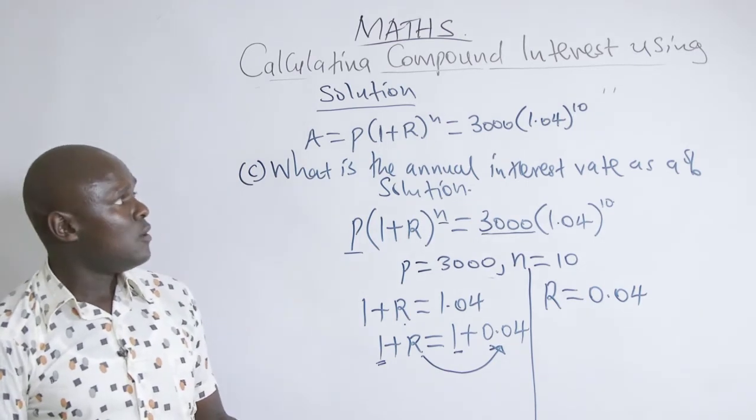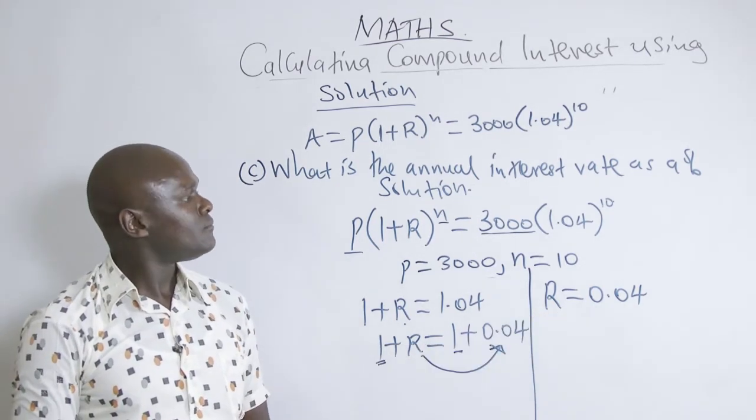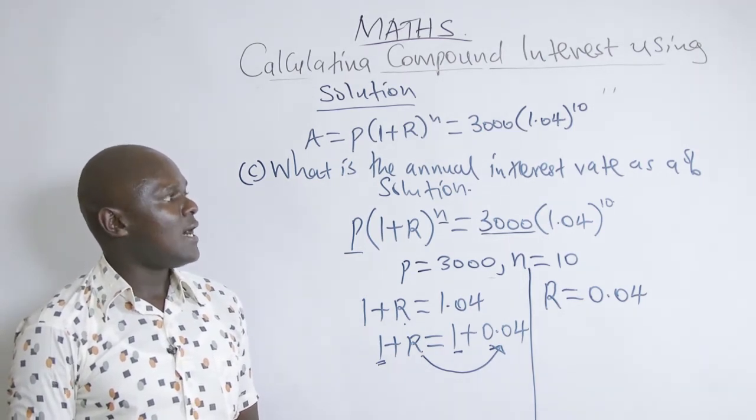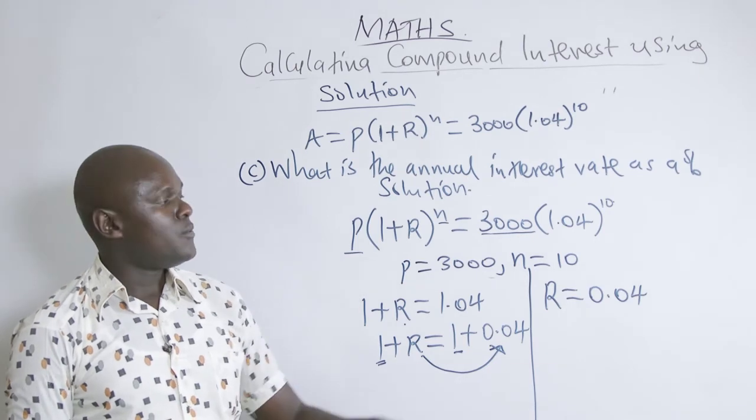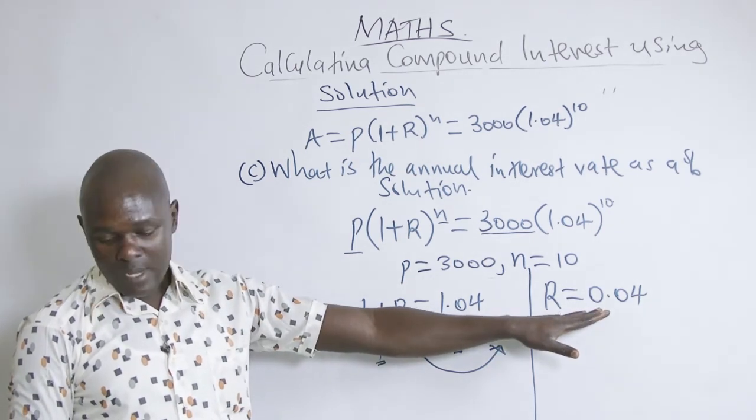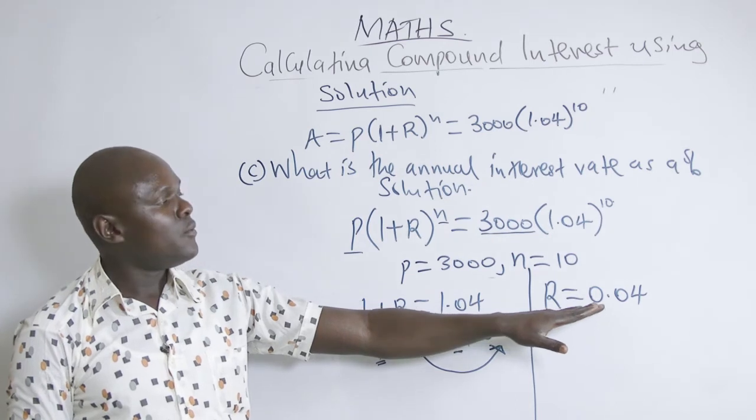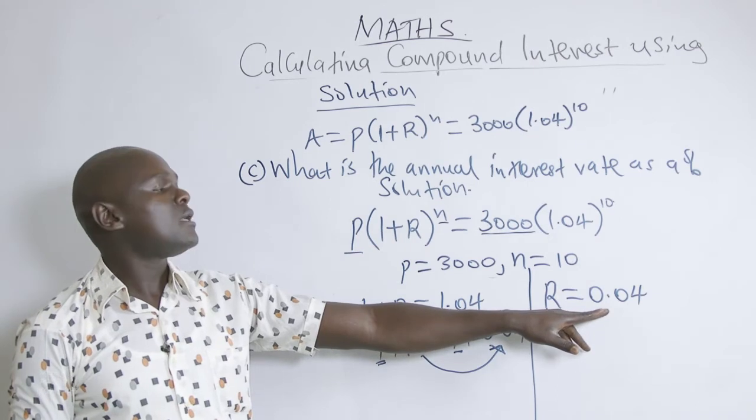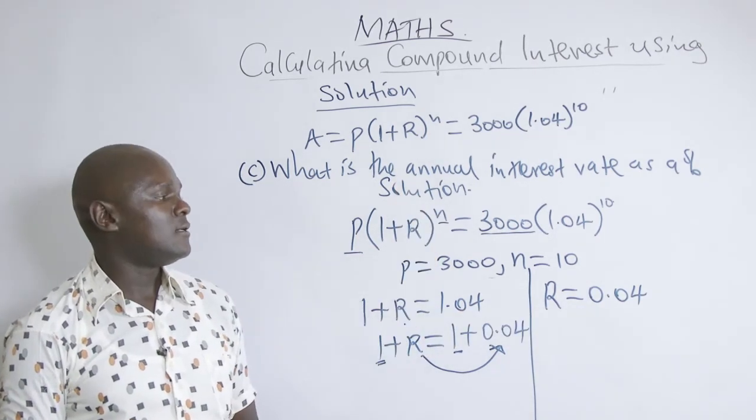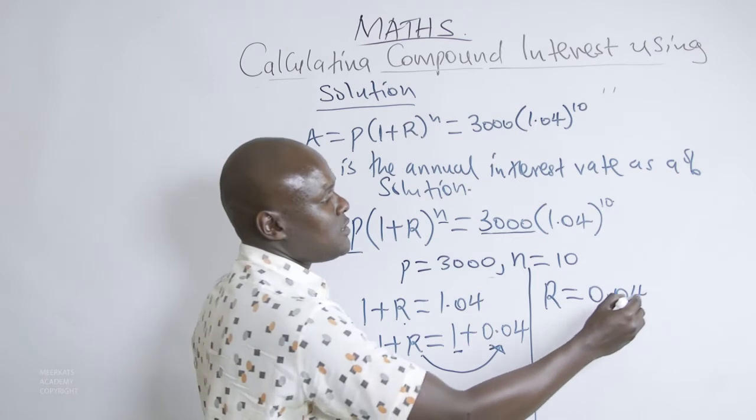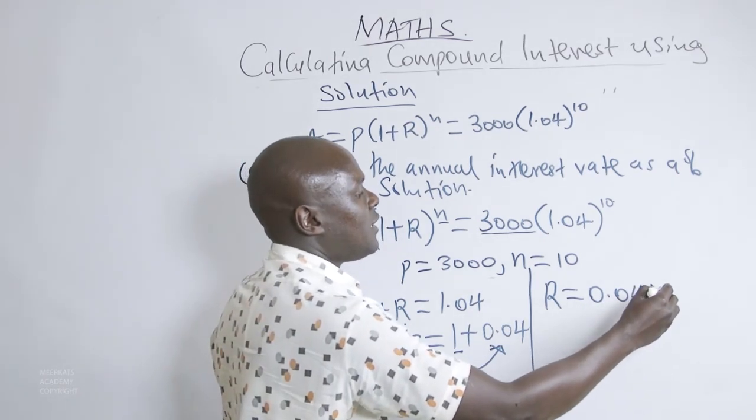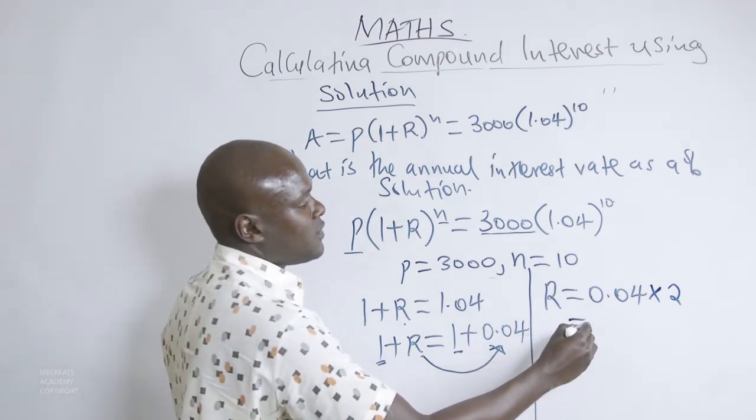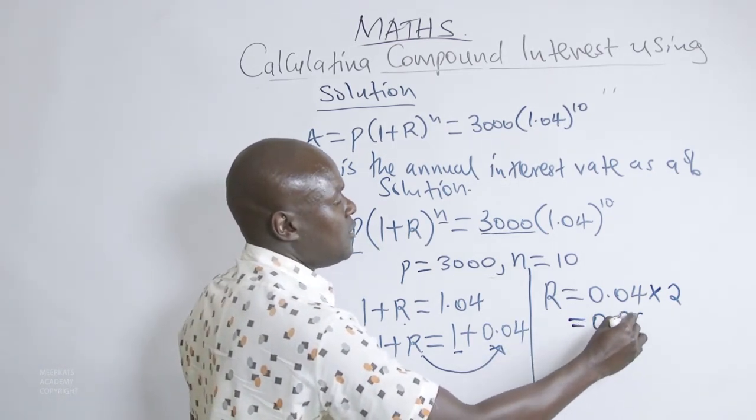What was the question? What are these annual interest rates as a percentage? These rates, from our second calculation, we know were compounding biannually. So this means this is for just once in a year. If it is twice in a year, then we will multiply this by 2 to get the rate per year, and this will give us 0.08.